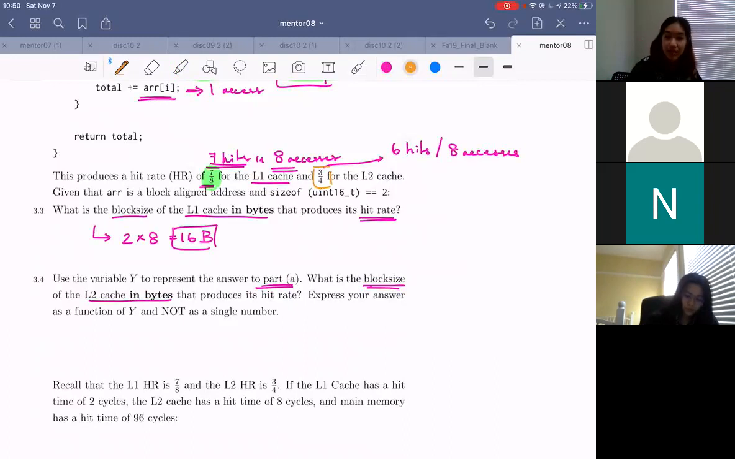So for every 4 accesses, the first one will not be in L2. That means we'll have to go into main memory for that.